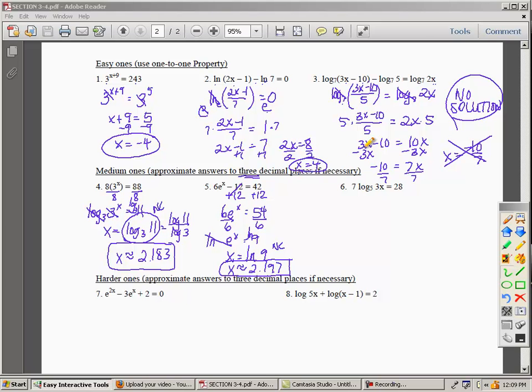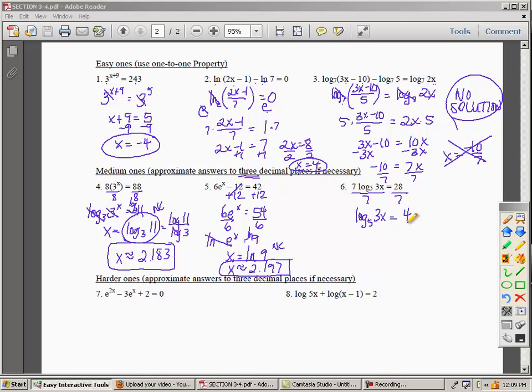Last one in this group, let's get rid of the 7 first. I know some people want to put it up as an exponent. You end up then having to deal with 7th roots and things like that. It gets kind of messy. So let's just get rid of it. Log base 5 of 3x equals 4. You'll notice now I'm stuck with a log.